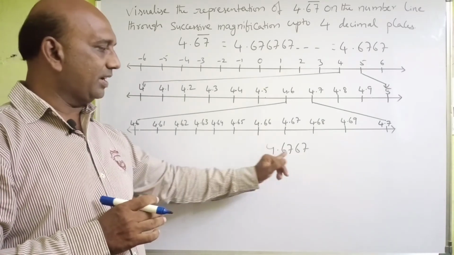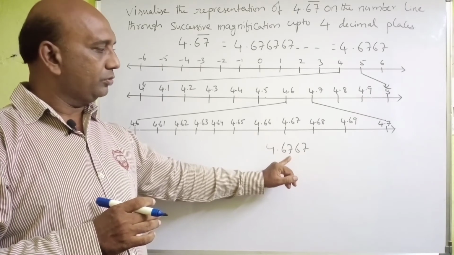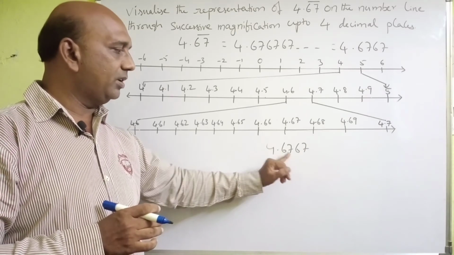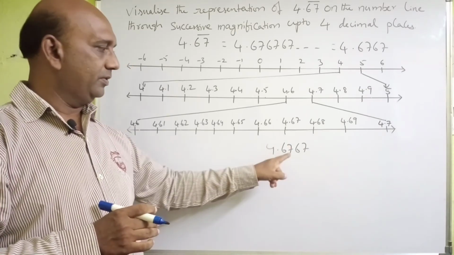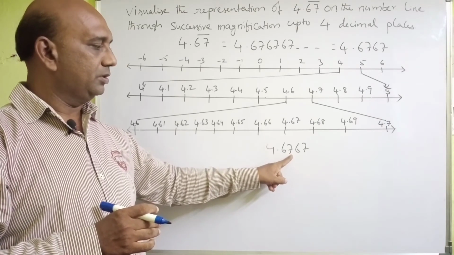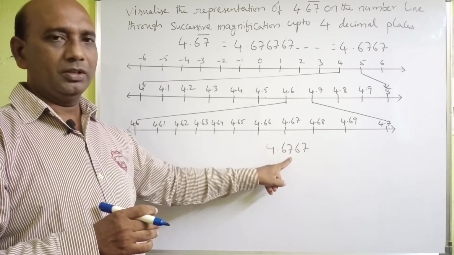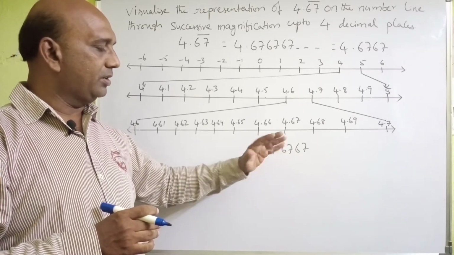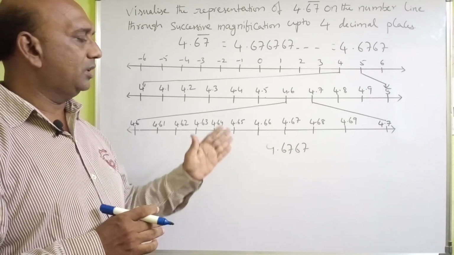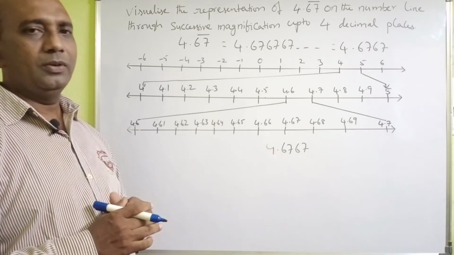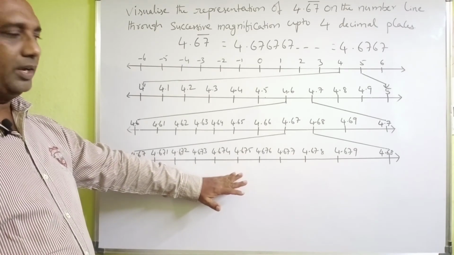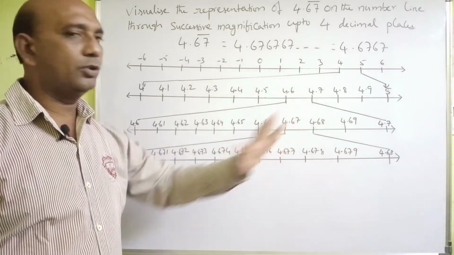Now look at that second digit. This is 7. So we have to draw the numbers between 7 and 8. That is 4.67 and 4.68. According to second digit after decimal point, we have to take those numbers. So here the second digit is 7. That's why you have to take the rational numbers between 4.67 and 4.68. So let us draw the number line with 4.67 and 4.68. Now we have drawn the number line with rational numbers between 4.67 and 4.68.